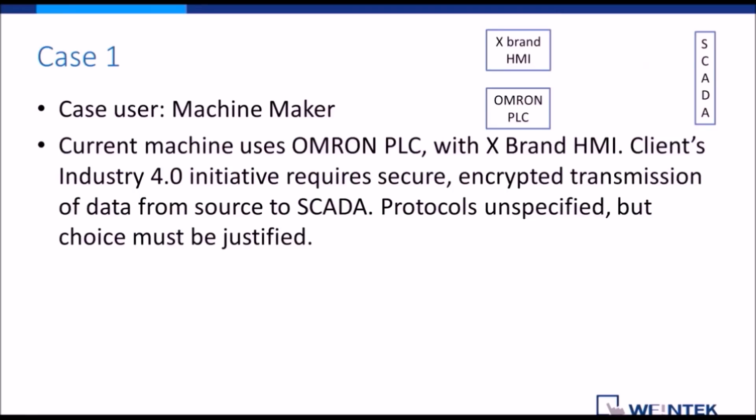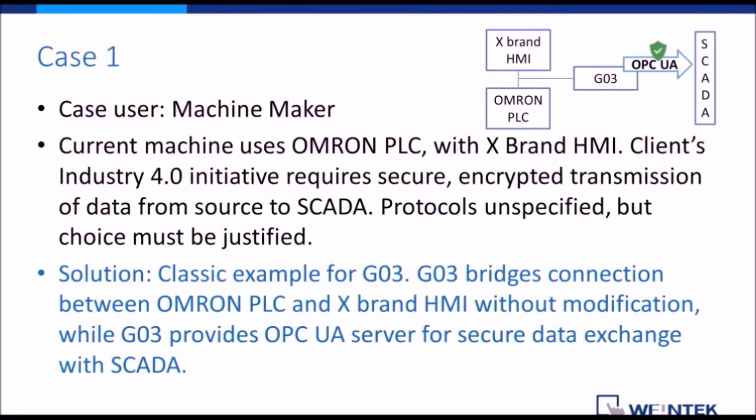For this case, they've come to the conclusion that they will use the GO3. This is actually a classic example for GO3, because GO3 can bridge the connection between this brand of HMI and the Omron PLC. We already tested that in our lab. The GO3 will provide an OPC UA server for secure data exchange to their SCADA program. So this problem is solved with a GO3 installation, and they don't have to reprogram their HMI or PLC at all.